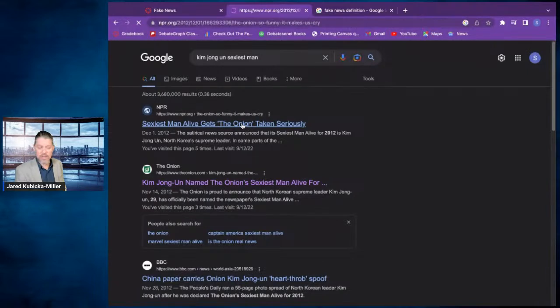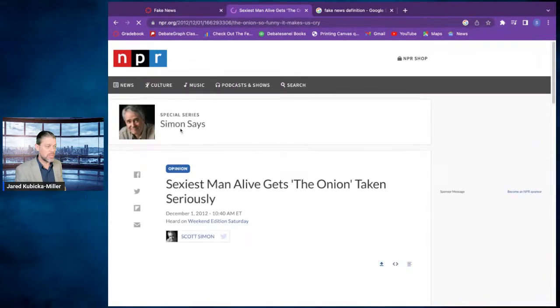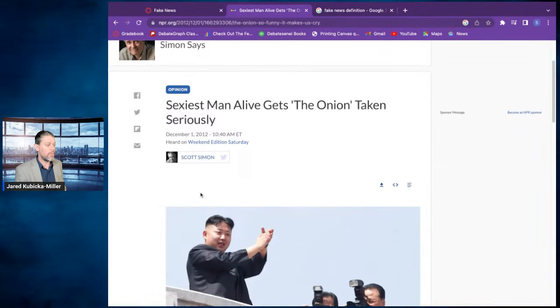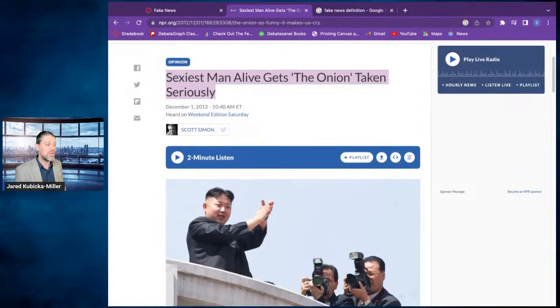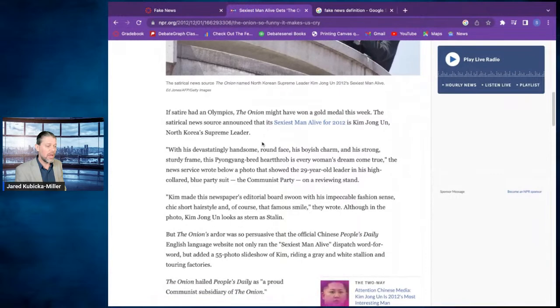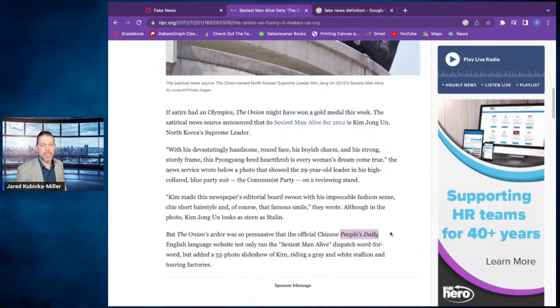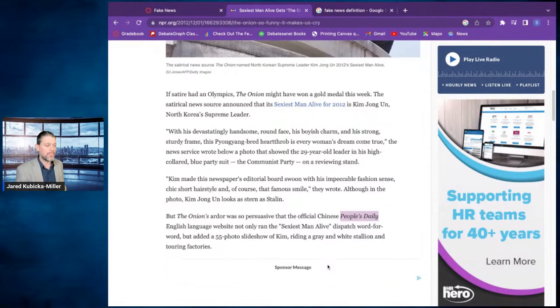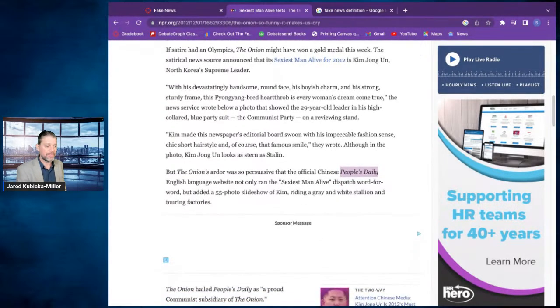Here is NPR, a very reputable news source. So I'm here on NPR, reputable news source, and they did a story that the article that I just showed you got taken seriously by People's Daily. It's the Chinese newspaper. It's one of their legit newspapers. They ran it, and they even added a 55 photo slideshow of the dictator.